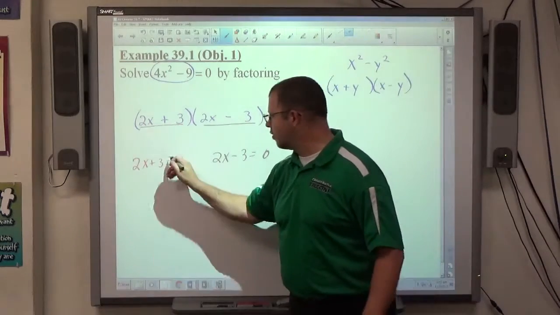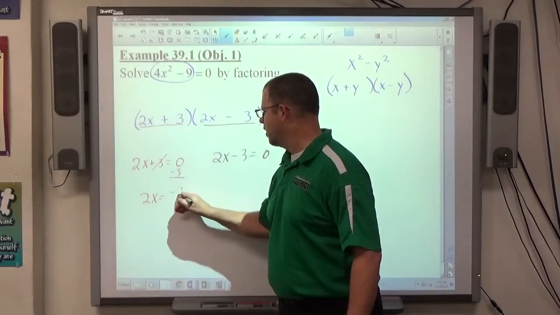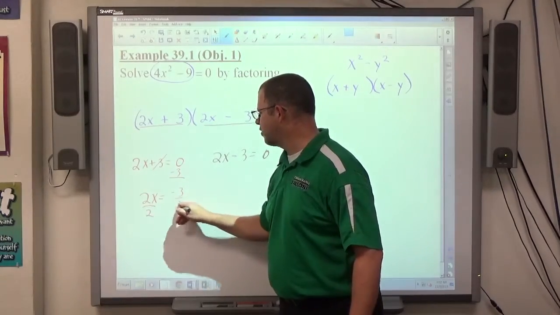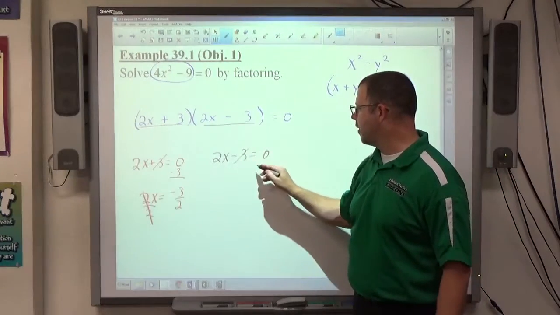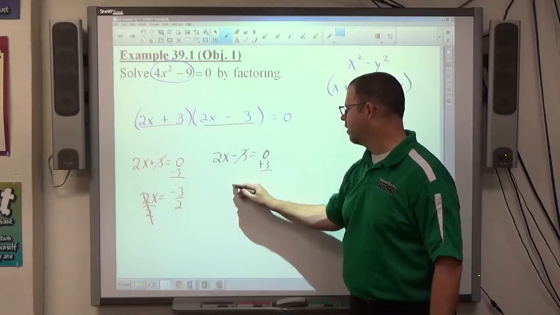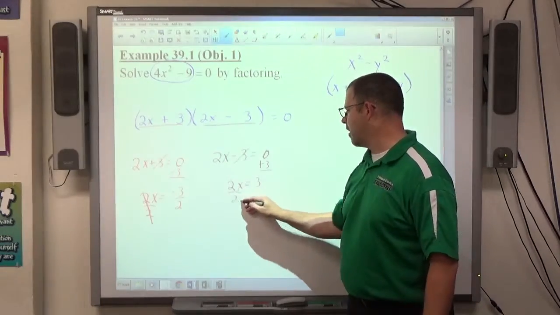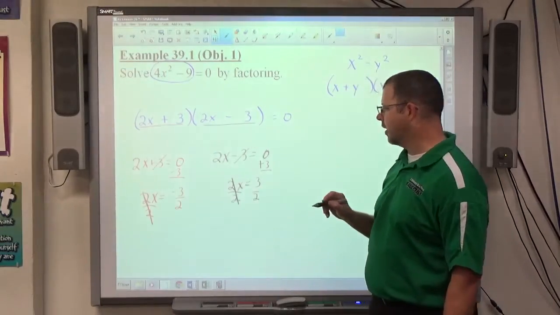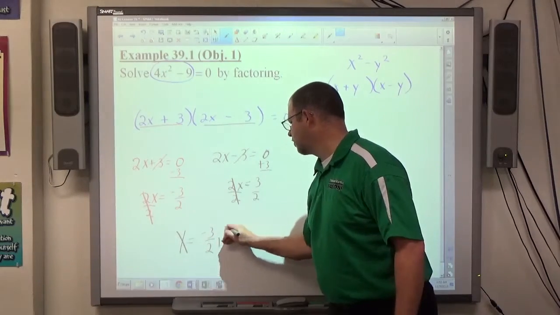So if we do the red one first, move the 3 to the other side, that gets me 2x equals negative 3. We divide both sides by 2, that gets me x equals negative 3 halves. If I solve the black one, move the negative 3 over, it becomes positive 3. And if 2x is equal to positive 3, we divide by 2. That gets me x equals 3 halves. So my answers are x equals negative 3 halves and positive 3 halves.